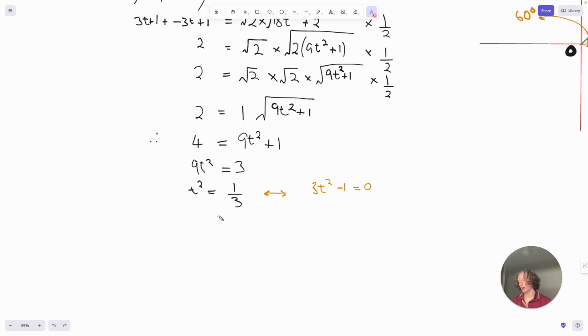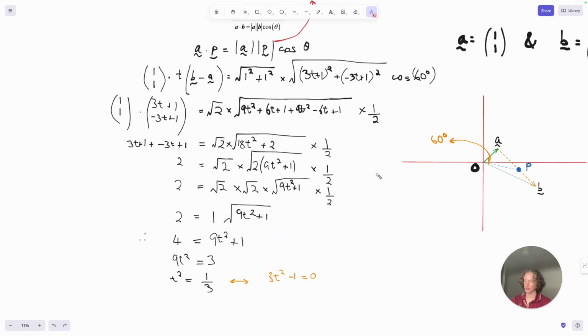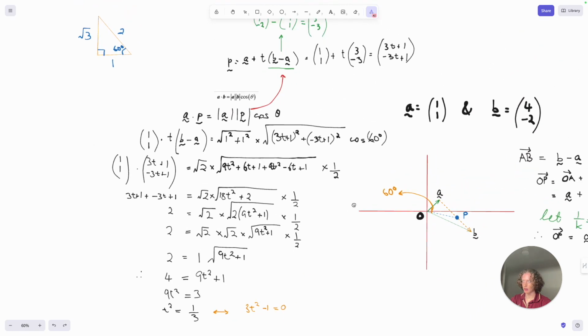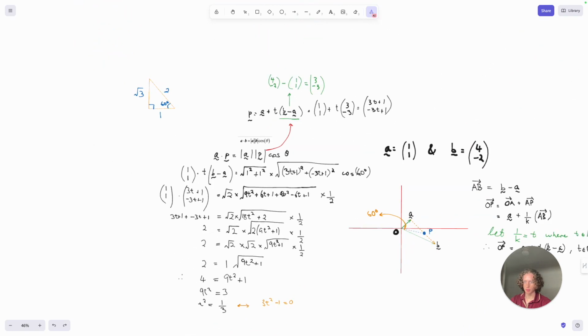I could go, okay, well t is plus or minus root a third. But this is all we need here, because if we multiply both sides by 3, we get 3t squared equals 1. And then we can subtract 1 from both sides, and we will get the expression that they were looking for over here. So hopefully that will make sense. And now on to part C.